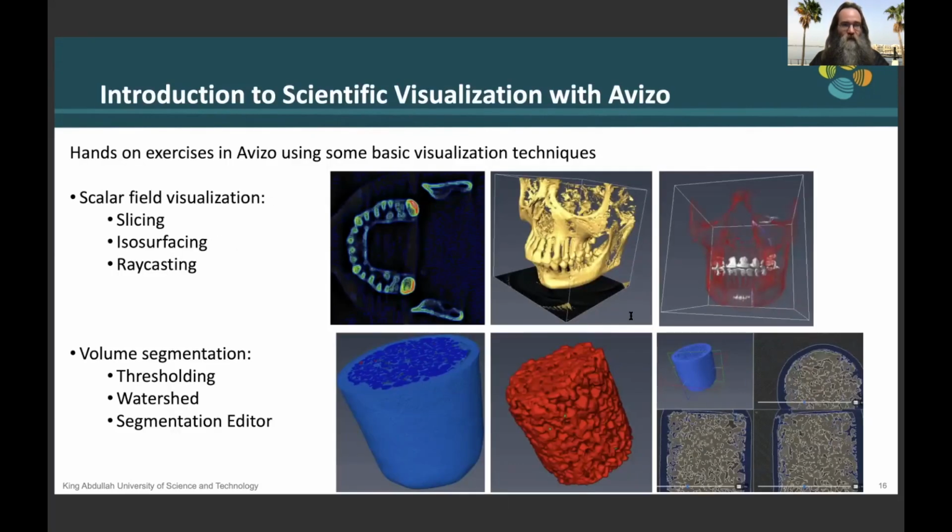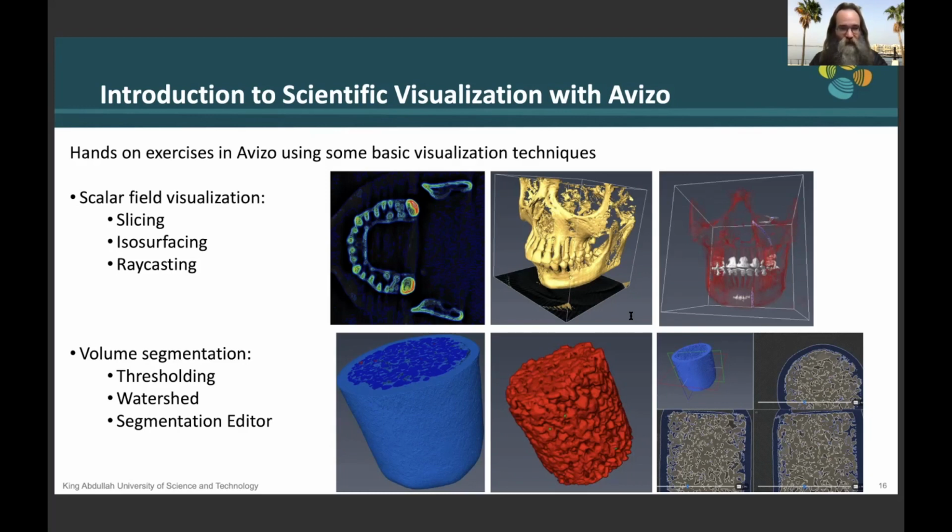And here's a quick overview of the first 2 sessions as a short appetizer. So in the first session, we are doing some scalar fields visualization. We're going to take a look at the CT scan of a human head and explore it using basic visualization techniques like slicing, isosurfacing, and raycasting. And you see examples of all of these 3 techniques in the first row of the images.